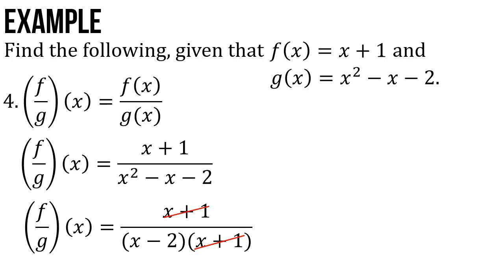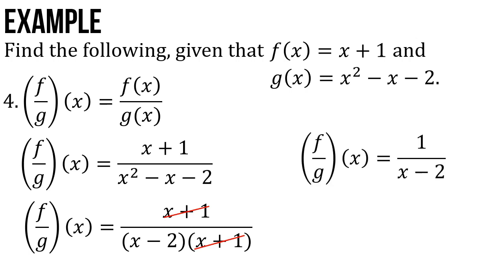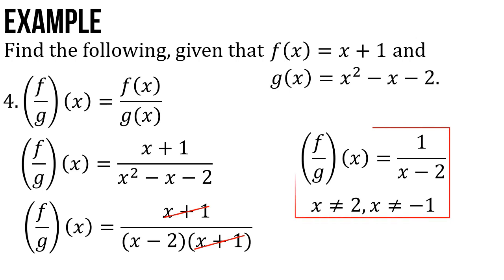So we're going to have (f over g)(x) equals 1 over x minus 2, but there's a condition: x must not be equal to 2 and x must not be equal also to -1 to avoid undefined results. Because our denominator has factors x minus 2 and x plus 1, that's why x must not be equal to 2 and it must not be equal also to -1. I hope you got that concept. So that's our answer.